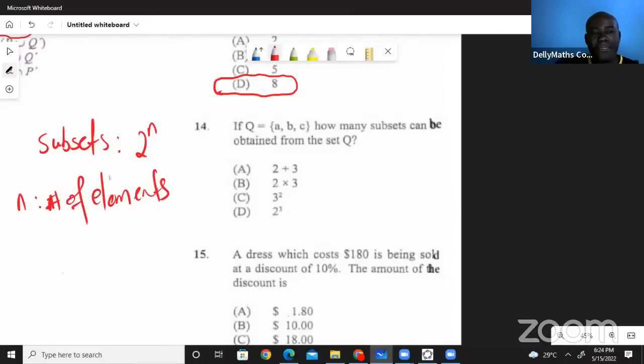Number of elements in that set, 2 raised to any number of elements in that set. So in this case, we're talking about 2 raised to 1, 2, 3 elements. 2 raised to the 3.